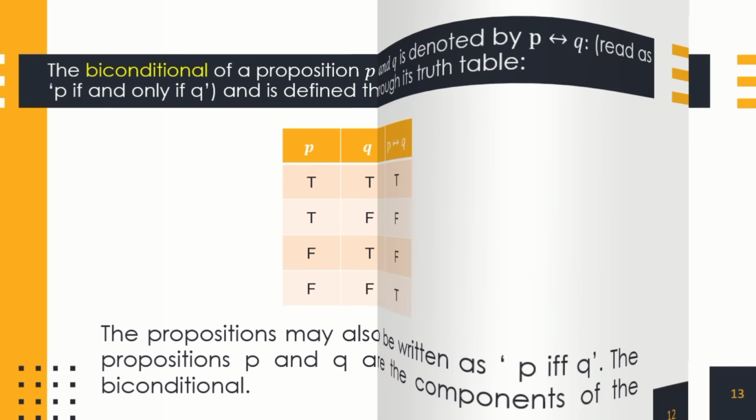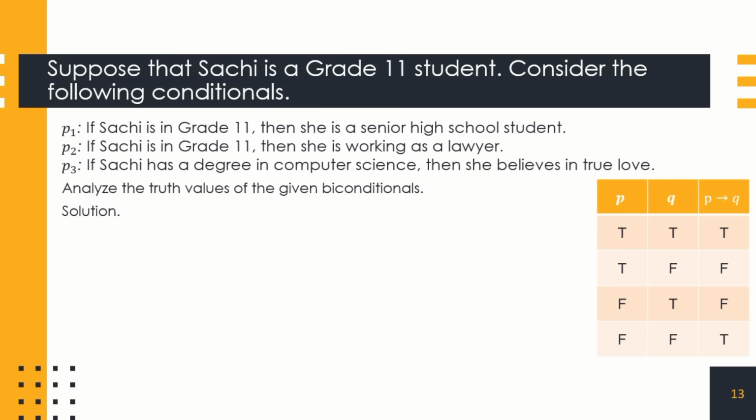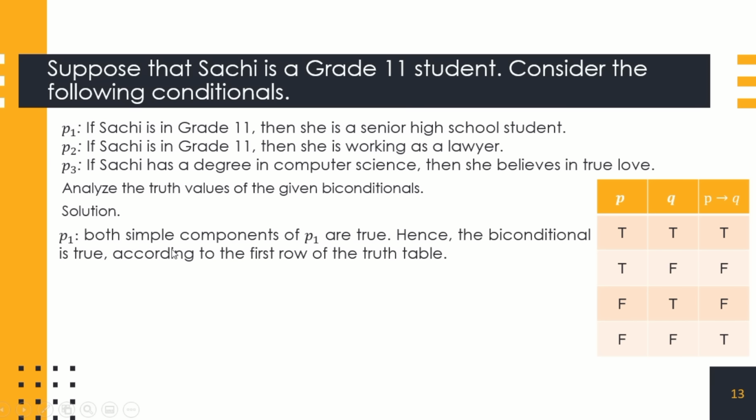So, tingnan natin. Using the same example dun sa conditional statement, aralin natin. Analyze the truth values of the given biconditional. So, sabi kanina sa table, ito yung apat na rows. Sa first statement, parehas, that is true, no? Kasi kapag si Sachi is grade 11, that is true. And she is a senior high school student, so true. So ibig sabihin, both simple components of P sub 1 are true. So hence, the biconditional is true according to the first row of the truth table.